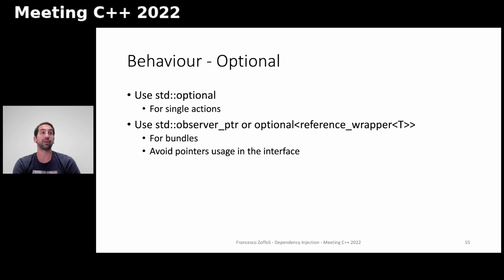The other cases are those in which you actually need an optional dependency. You can use std::optional when we are talking about single actions, so for example, an std::optional of a function, or you can use an observer pointer or an optional reference wrapper of the type. Optional reference wrapper is quite ugly to see, and people would suggest, hey, that's exactly the same thing as a pointer. But the pointer actually comes with a bit of an overload of information. Sometimes people are going to be questioning: does this take ownership? Do I have to free it at the end?